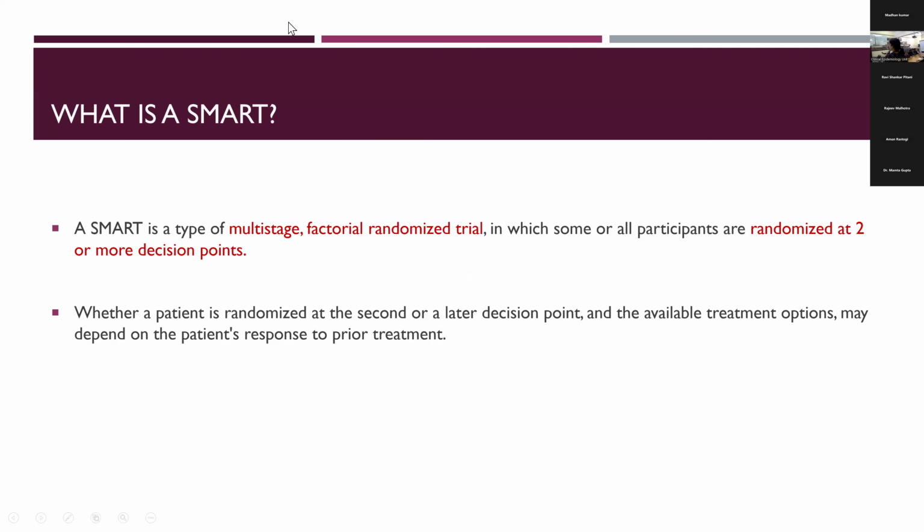Okay, so what is a SMART? A SMART is a type of multi-stage factorial randomized trial in which some or all participants are randomized at 2 or more decision points. This is an important point, we will come to it. Whether a patient is randomized at the second or later decision point, and the available treatment options, may depend on the patient's response to the prior treatment.